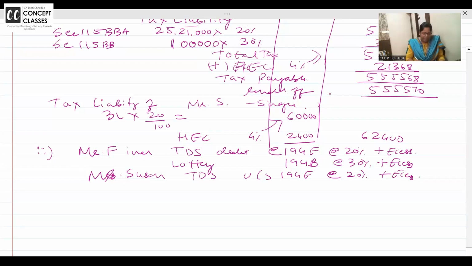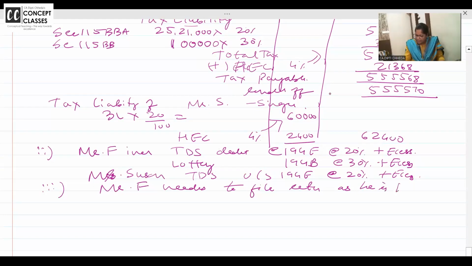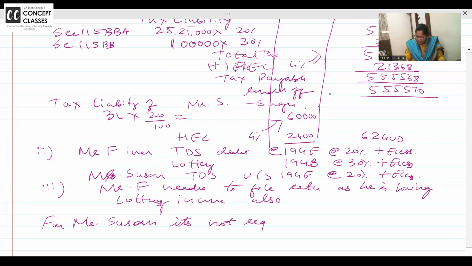Now, third question and last question. Do they need to file the return? Explain whether it is mandatory to file the return. Mr. F, Frederick, needs to file return as he is having lottery income also. Miss Suzanne, it's not required to file return.